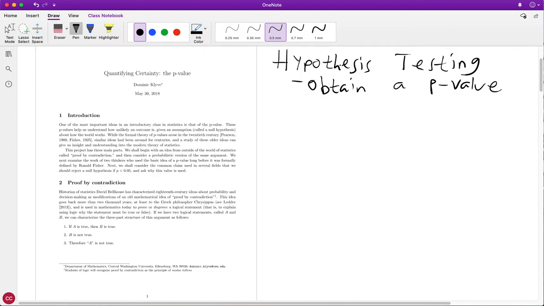So, for example, the way that a proof by contradiction comes into play is within this part down here in our document. If we let A and B be logical statements, if the logical statement A is true, then the logical statement B is true. Okay? That's how we start off. Then we show that B is not true. Therefore, the logical statement A is not true.